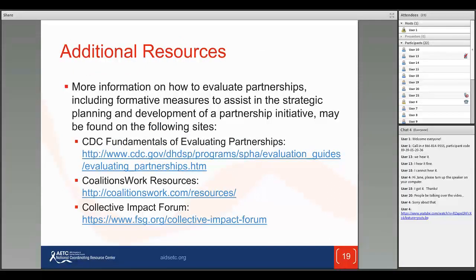Okay, we're not going to go into these links, but here are some additional resources that are available to you free online for evaluating partnerships. The first is the CDC Fundamentals of Evaluating Partnerships, Coalition work resources. That's one of the tools we just showed you, the Coalition evaluation tool is part of those resources.